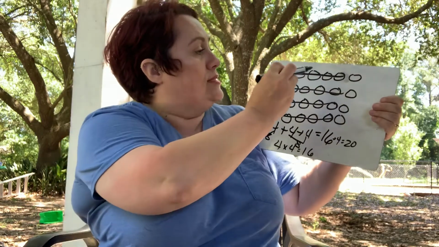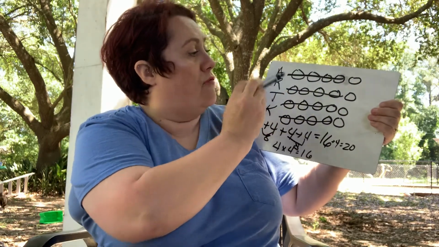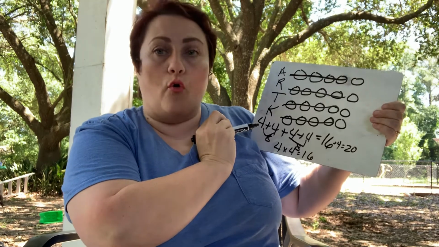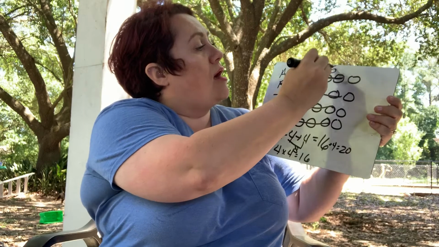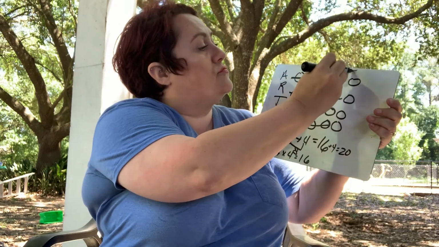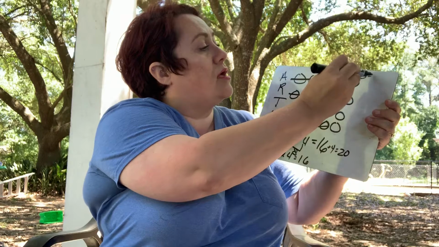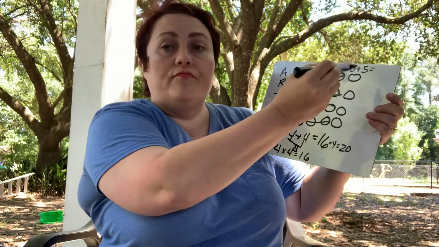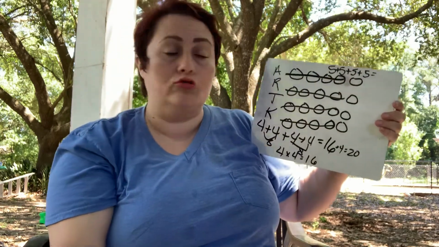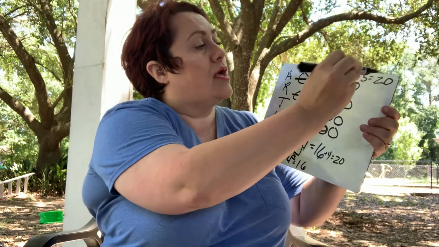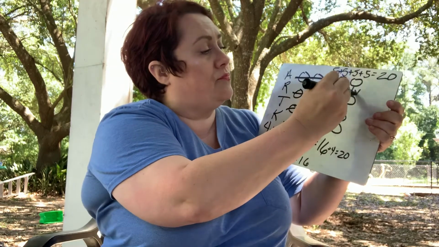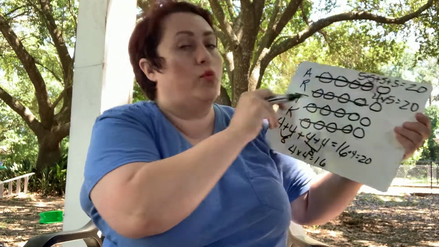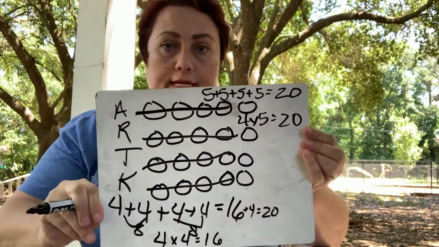Or you can write a whole new repeated addition sentence. So instead of 4 rows of 4 now, we have what? 4 rows of 5. So my new addition sentence would be 5 plus 5 plus 5 plus 5. So 5 plus 5 is 10, 5 plus 5 is 10, and 10 plus 10 equals 20. 5, 4 times, right? 4 times 5 is 20.